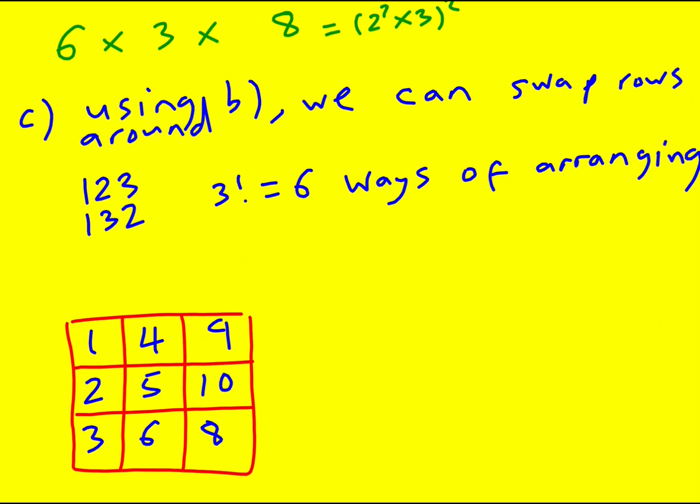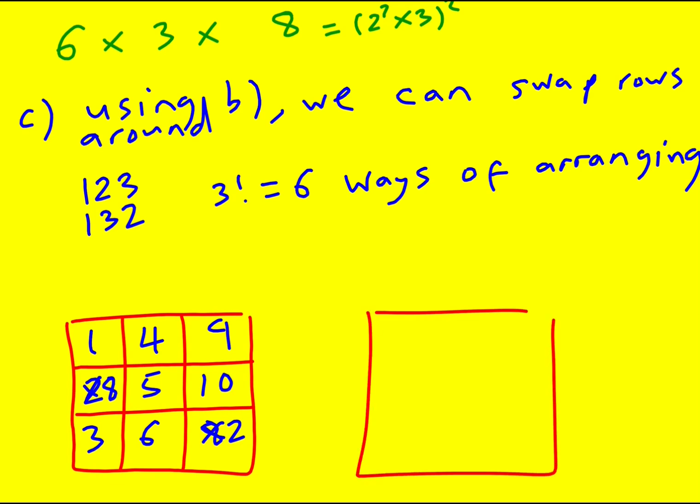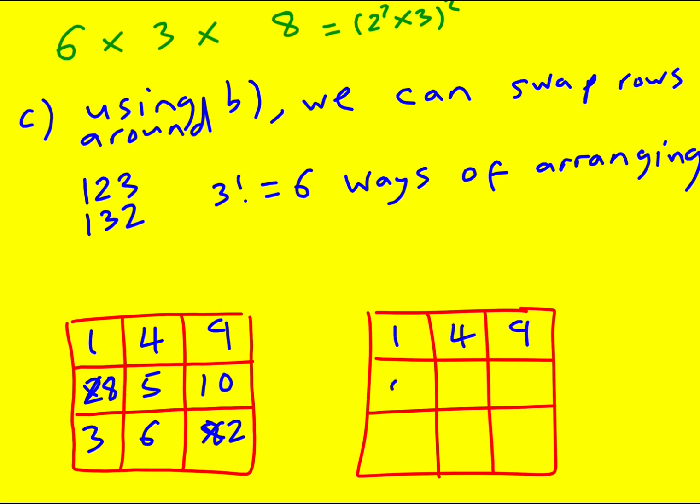So I'm going to have to change this actually. So this will change to a 2, and this will change to an 8, but I'm going to have to now rewrite them in ascending order. This just helps me do that. So again, 1, 4, 9, 5, 8, 10, 2, 3, 6. These will necessarily give me square numbers. I've shown it above.